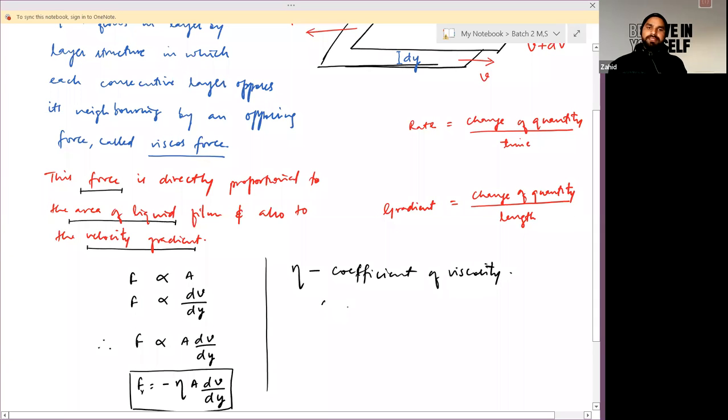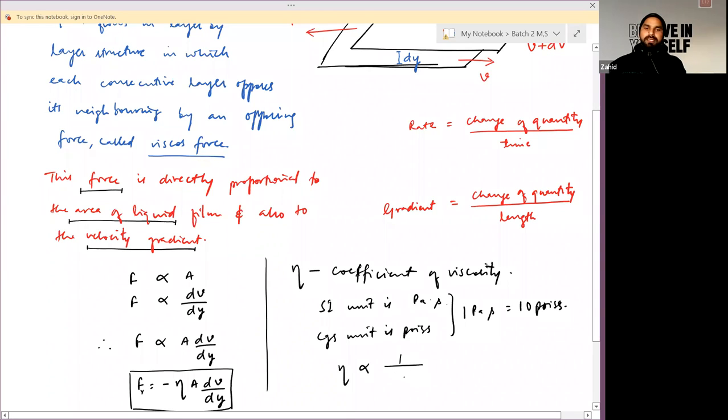So its SI unit is Pascal second. CGS unit, poise. So there is a relation: 1 Pascal second is 10 poise. Eta will be dependent on temperature, as inversely proportional, just as surface tension.